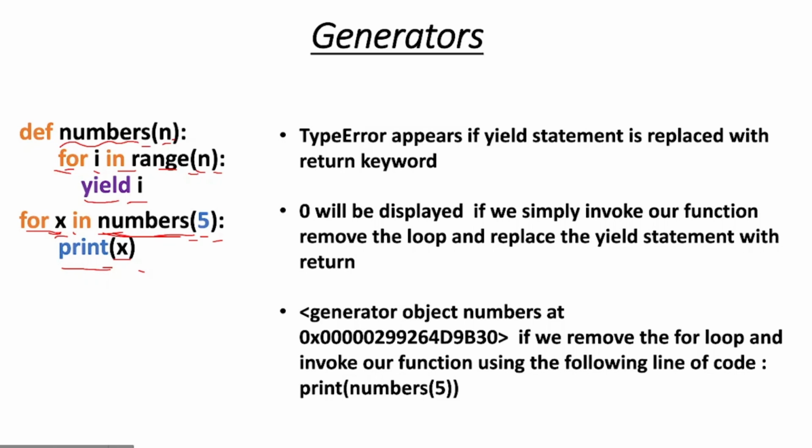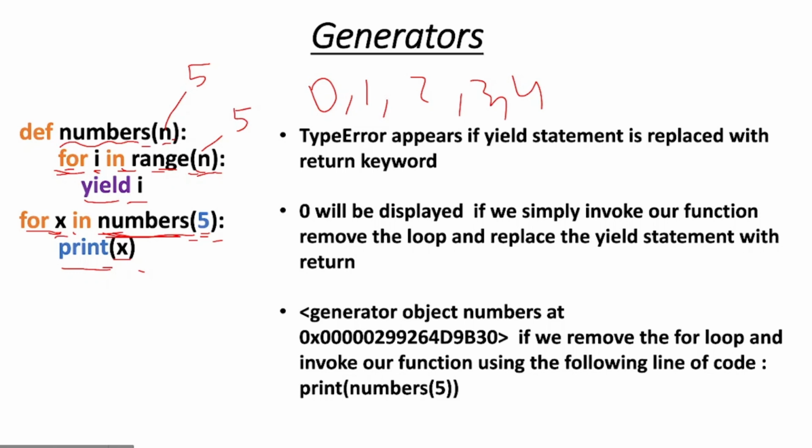So what will happen is, since we have invoked our numbers function by placing an integer of 5, the parameter n will be given an integer of 5. Then the for loop will run inside our function. So we have for i in range, and inside the range function we have an integer of 5. So 5 will be given to our n parameter. By doing so, we will loop 5 times. So the range function will generate 5 values: 0, 1, 2, 3, and 4.